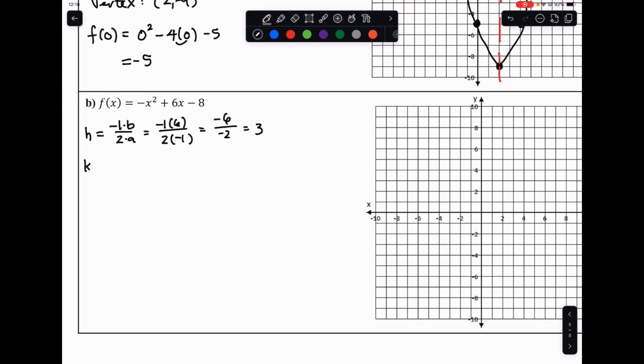Now to figure out the y value of the vertex, which I'm calling k, we're going to now substitute in that 3 into the quadratic function. So we end up with negative 9, 18, and minus 8.